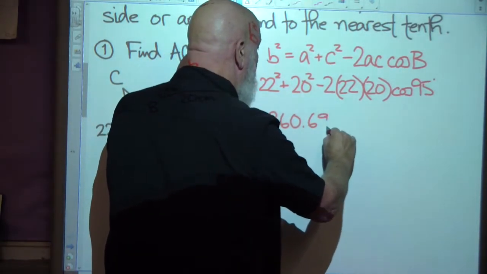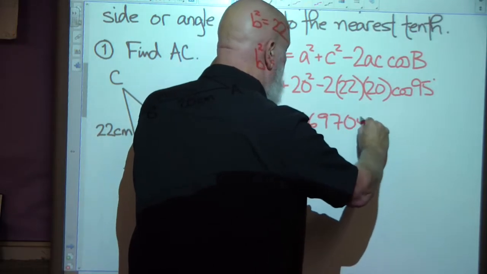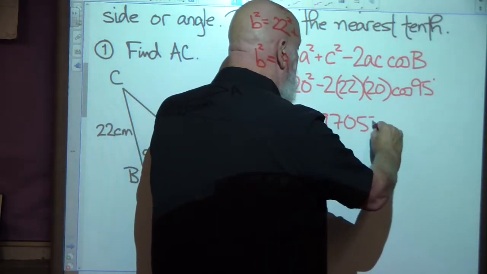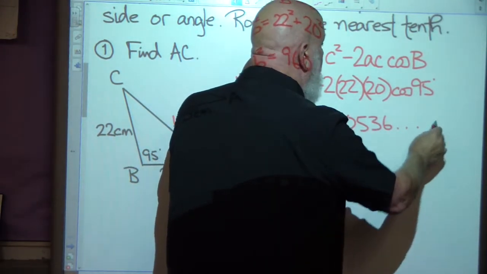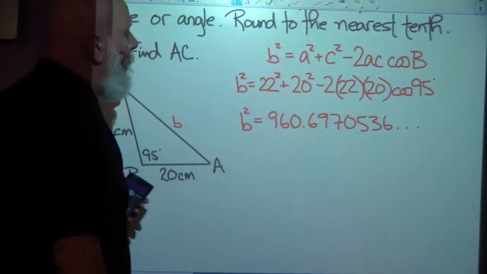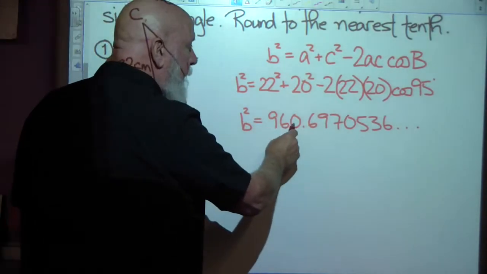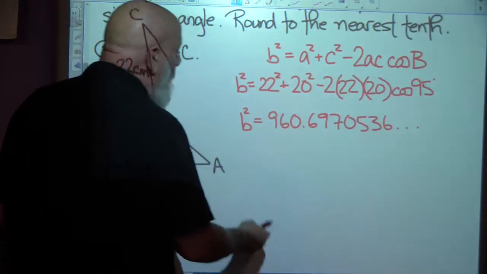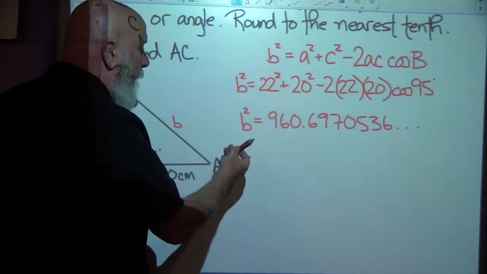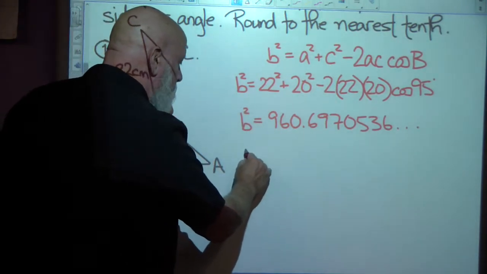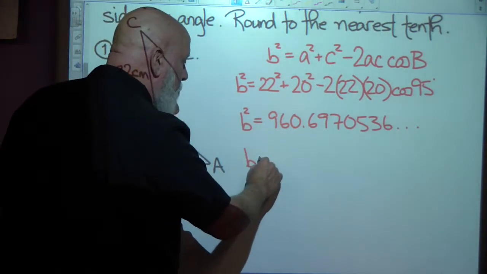69705 36, and this thing goes, it leaves my little window there, but it goes on forever. This is approximately b squared. Well, it's exactly, it goes on forever. I want b squared and I want to round it, so I'm going to take the square root of both sides. Take the square root of this, I get b.